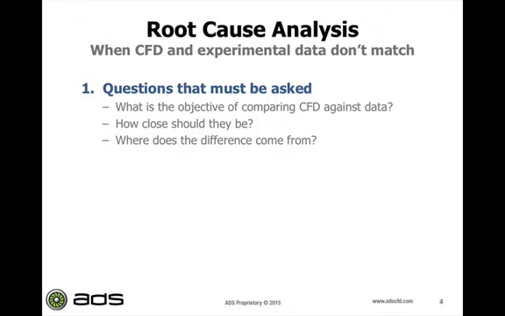Now, when the data does not match the experiment, the question is always: glass half full or half empty? We need to answer the question of how close they should be. You can define 1% as your target, or 5%, depending on applications, but you also need to understand how the data and the CFD are being analyzed. Once we understand how close they should be, then if they are really different beyond your expectation, we ask: where does the difference really come from?